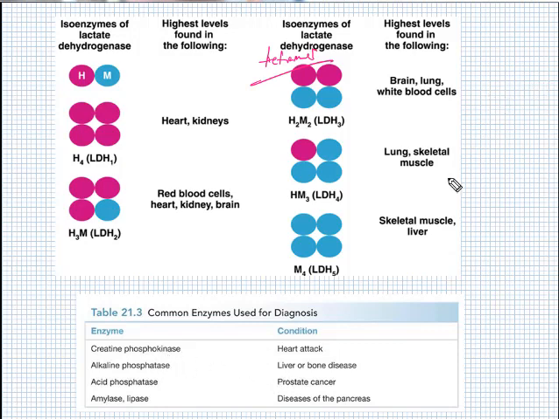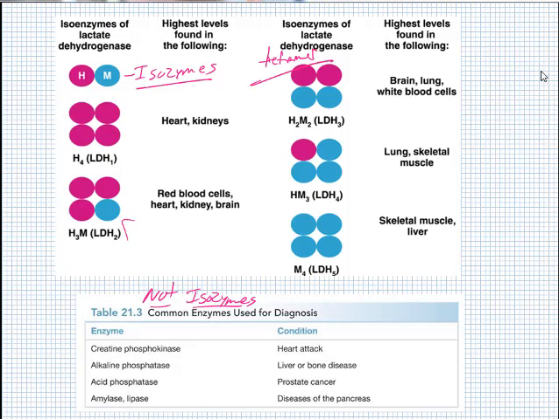So we can use these isozymes. Well, here they're talking about isozymes. Here they're just talking about other general enzymes that are used for diagnosis. These are not isozymes. But the isozymes that they have here for lactate dehydrogenase, again, there's 5 different types, 1, 2, 3, 4, 5 of them. These are not isozymes, but nevertheless, if we find these in the blood, we can use them to diagnose what kind of condition you had.